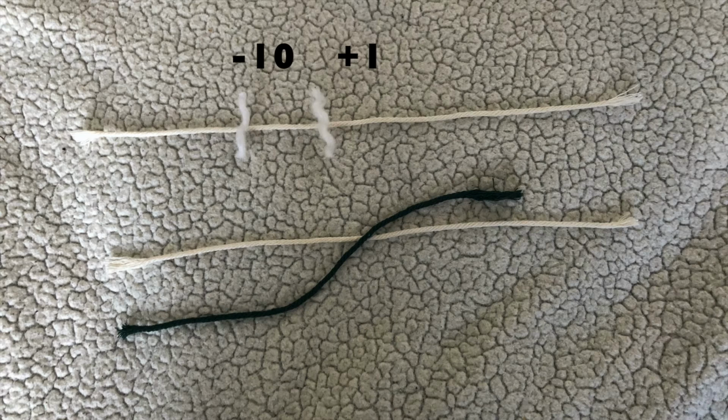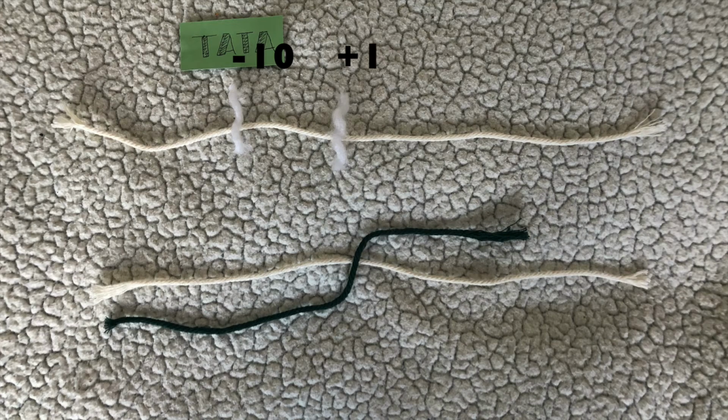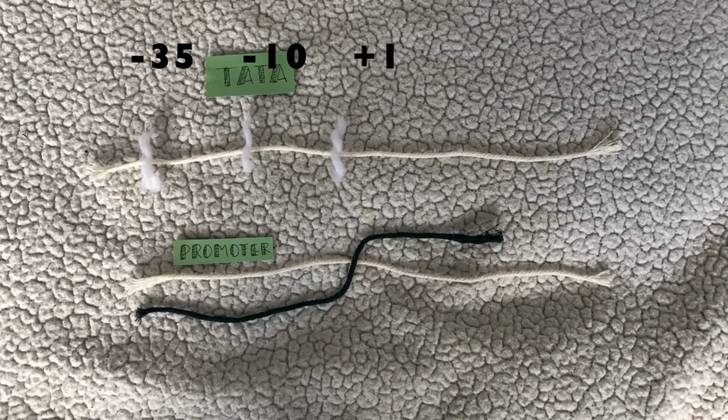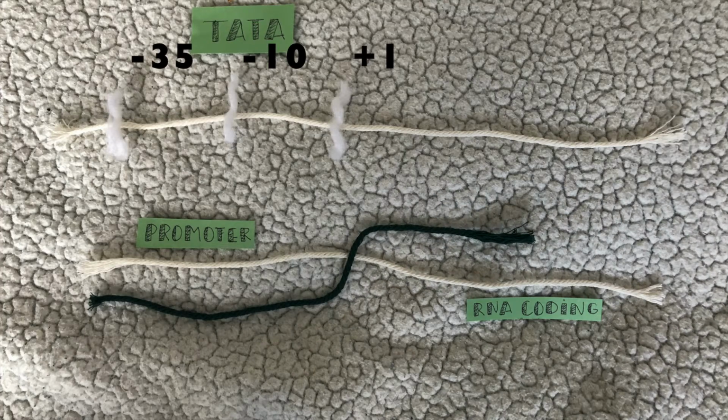This -10 region is where we have our consensus sequence where RNA polymerase binds. This region is also known as the Tata box. The -35 sequence is also important for RNA polymerase binding.